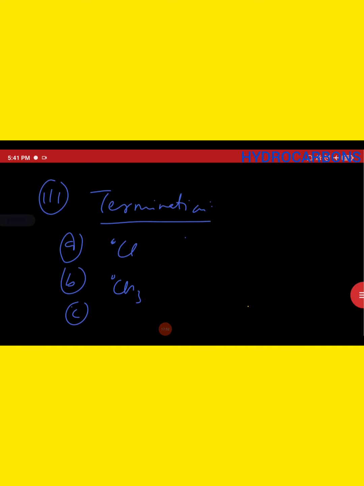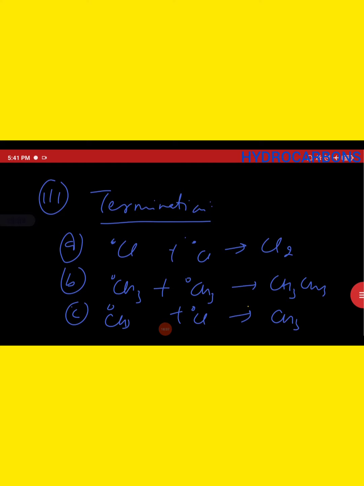Third step is the termination step. Now in the reaction mixture, we have chlorine free radical, we have methyl free radical. So there are possibilities that chlorine free radicals may combine to form chlorine, methyl free radicals can combine to form ethane, and one methyl and one chlorine free radical may combine to form chloromethane. So hence free radicals all get consumed and the reaction terminates.